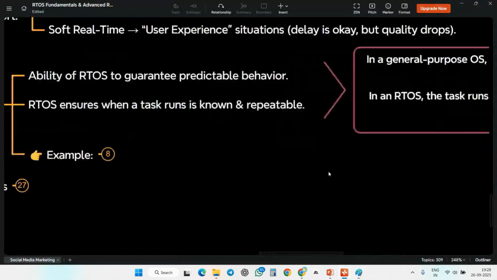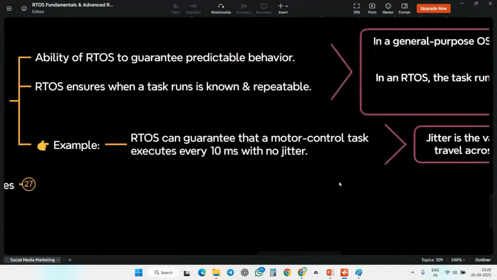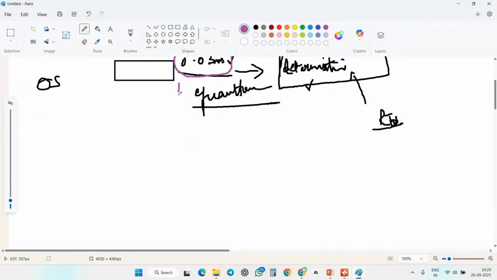Okay, so that is the determinism. Example: an RTOS can guarantee that a motor control task executes every millisecond with no jitter. So here you can understand it is having guaranteed timing. Take the same example with a sensor.